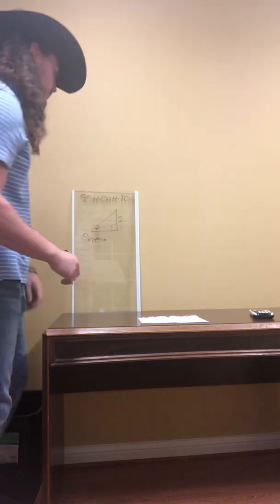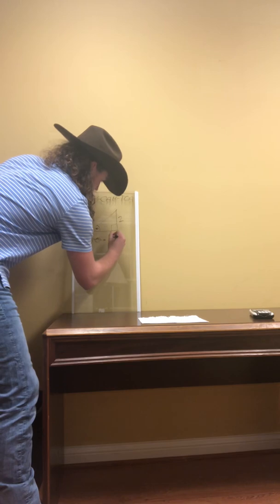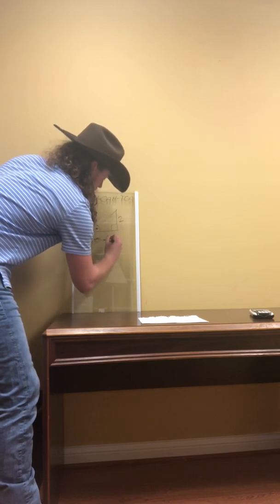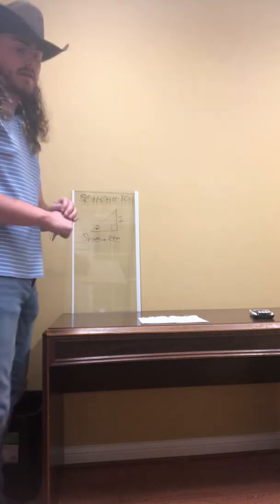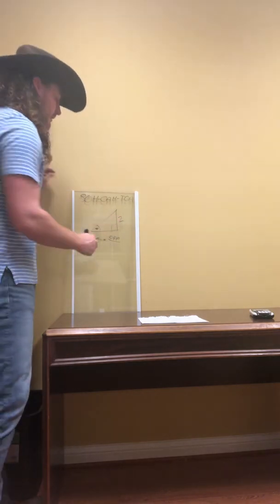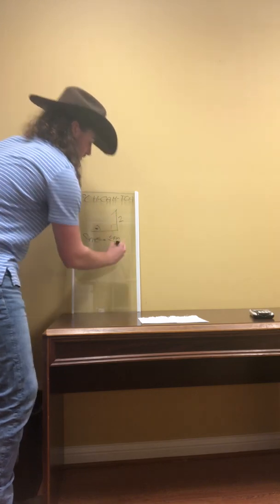Now what does OH mean? OH means the opposite. And the opposite is the side. We're talking about sides and angles. So it's the opposite side length divided by the hypotenuse, which would be this.